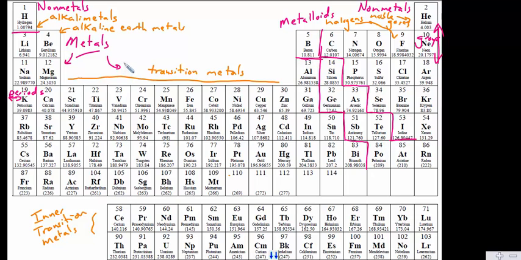Metals generally are lustrous and malleable, and they conduct electricity well. And nonmetals, they do not have those properties. Metals are generally solids at room temperature, although mercury is a liquid, and nonmetals can range from solid to liquid to gas. Now, we also have more specific groups.